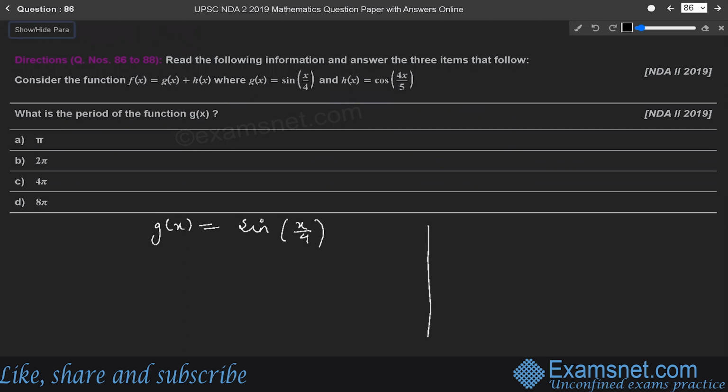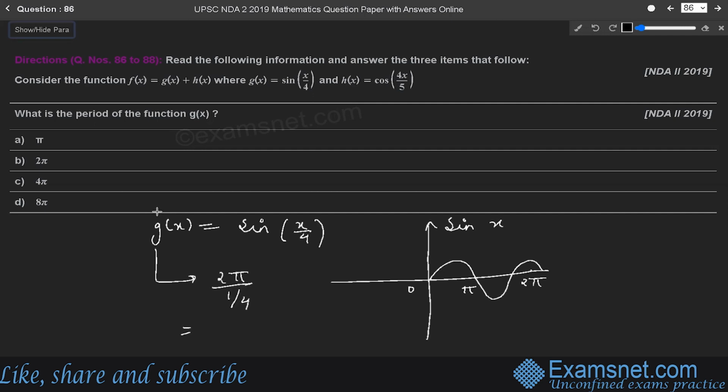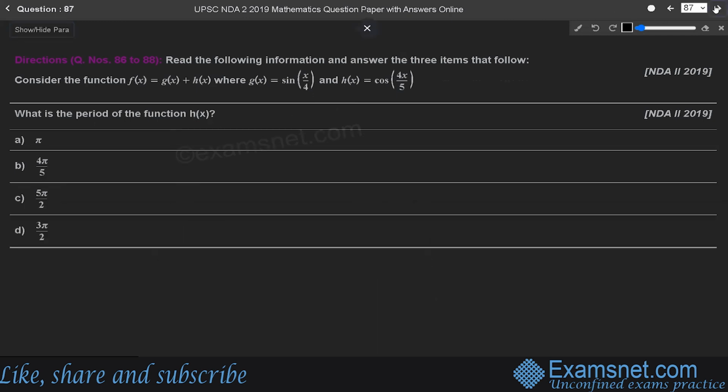We know that the graph for sine is in this way. So this is pi and this is 2 pi, and this is for sine x. We know that the period for g of x will be 2 pi upon 1 by 4, which is equal to 8 pi. Therefore, we can say that the correct option here is option number D, which is 8 pi. Moving on to the next part of this question. What is the period of the function h of x?